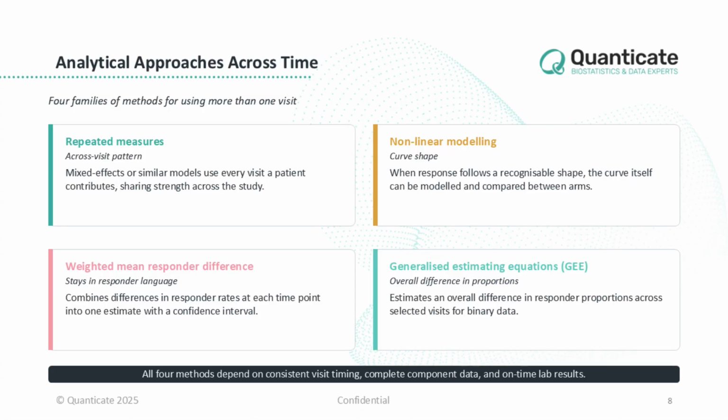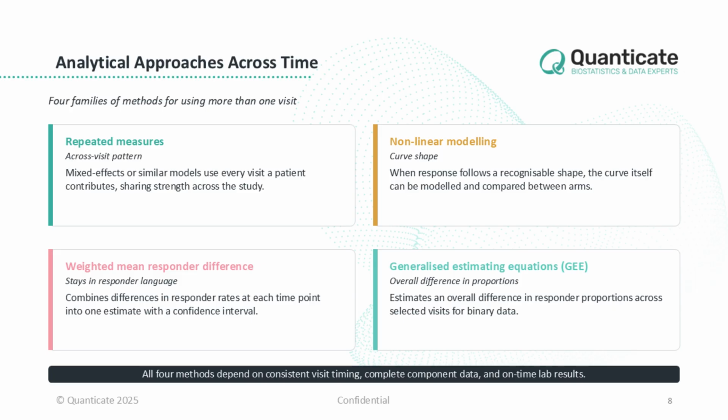Longitudinal analysis gives teams a way to use more of the data collected across visits. Instead of focusing only on one time point, repeated measures approaches can assess response patterns across the study. Nonlinear modeling may also be considered when the response curve has a shape that can be described over time. These methods depend heavily on the quality and density of the data.